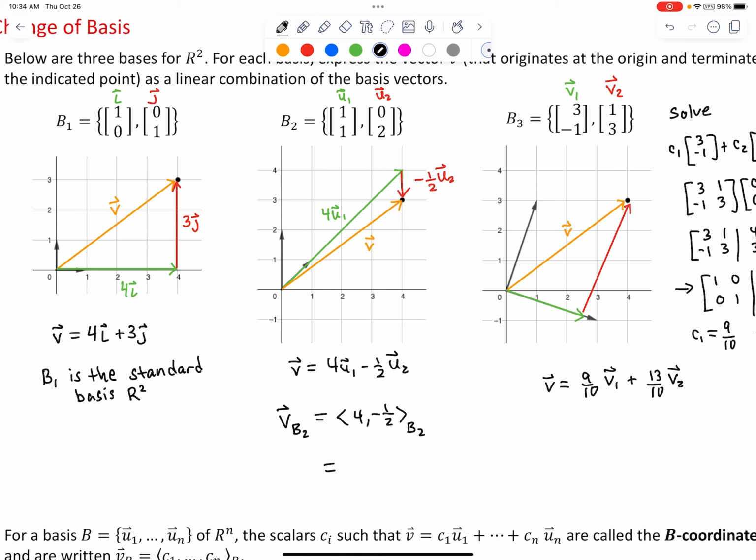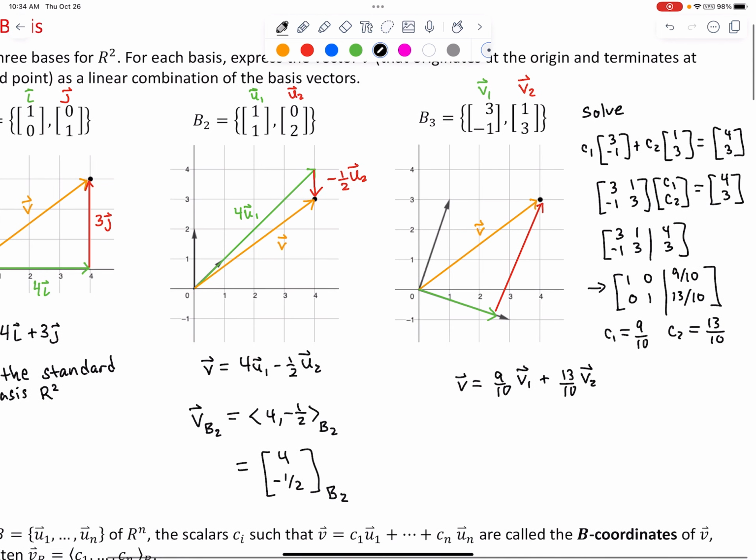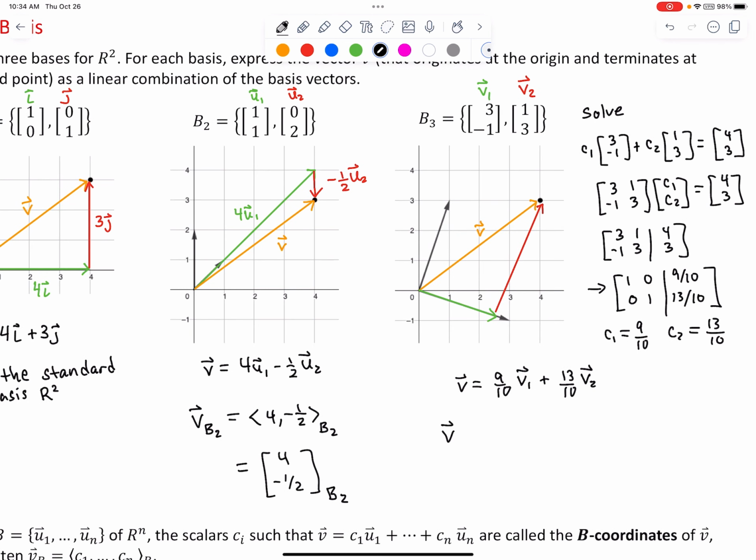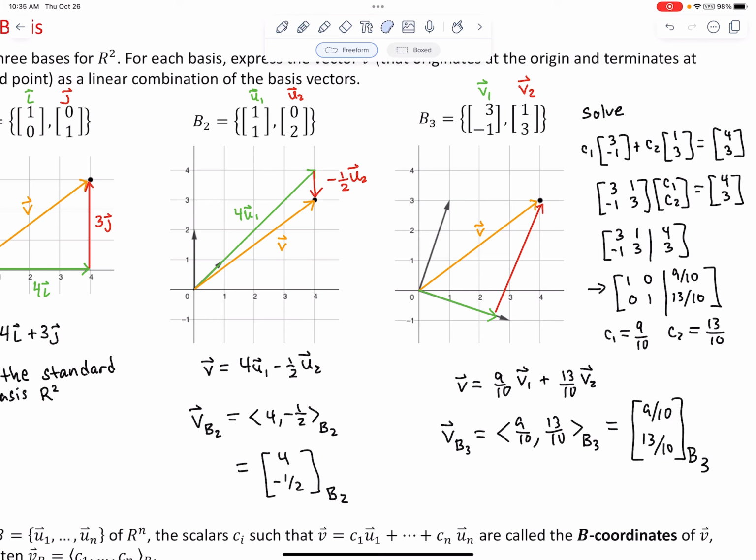And we can also, of course, write this as a column vector. And again, we can put the subscript on this. This is simply identifying the scalars that we need on the basis vectors that are in B2 in order to arrive at vector v. In this third case, we would say that the vector v, but in terms of basis 3, is equal to the vector 9/10, 13/10. And we can put the subscript B3, and of course we could write this as a column vector as well. Now, it is a bit overkill to put the subscript B3 on all of these.